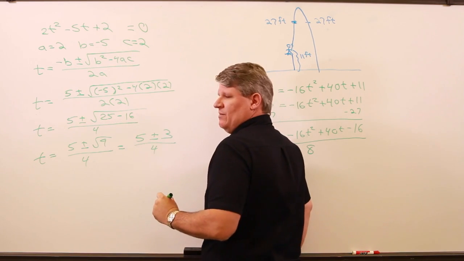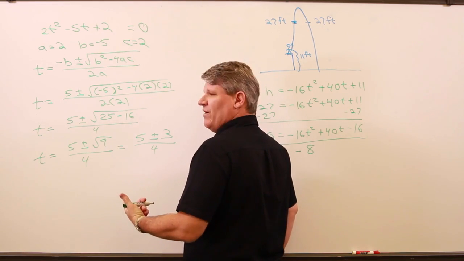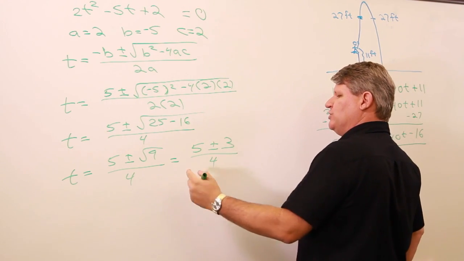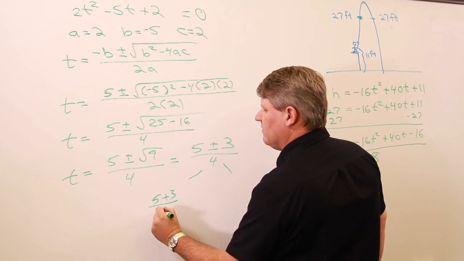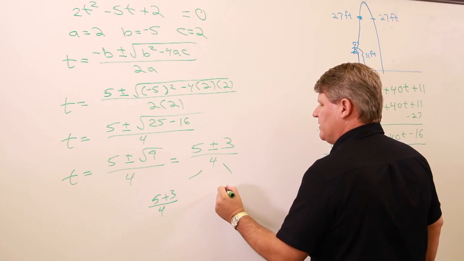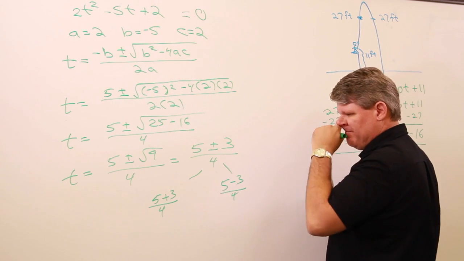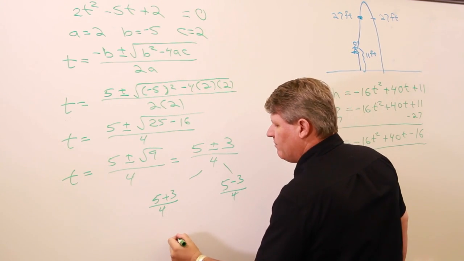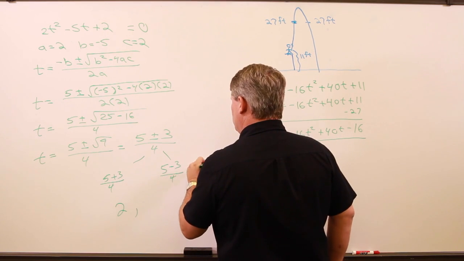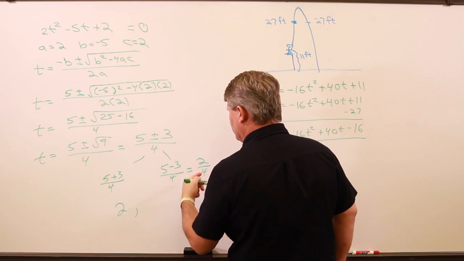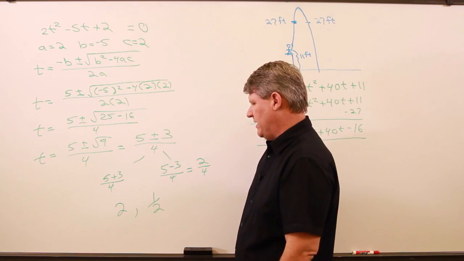Now, when a problem is nice, we have to work a little harder to make sure our answers also look very nice. We have to keep in mind that this is two separate answers. One of my answers is 5 plus 3 divided by 4, and my other answer is 5 minus 3 divided by 4. That's what the plus or minus means. Well, 5 plus 3 is 8, and 8 divided by 4 is 2. 5 minus 3 is 2, and 2 divided by 4 is a fraction. I can reduce that to 1/2. You could use 0.5 if you want.